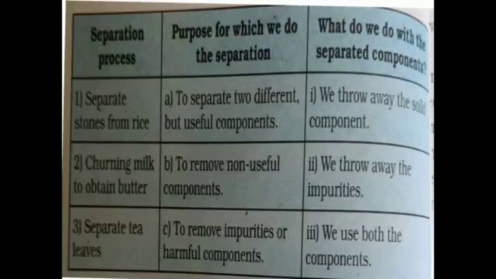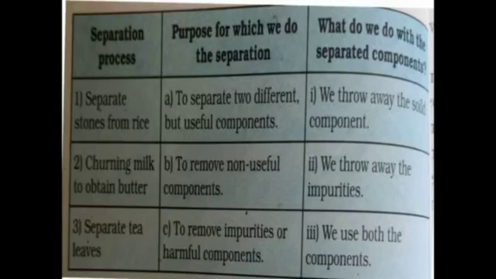See, separation processes. Many separation processes we generally do in our kitchen also. See, separate stone from rice. This is a very commonly used method, separating stone from rice. Why do we separate stone from rice? Generally we do it by hand picking. To separate stone from the rice, it means that two things are there: stone and rice. Rice is a useful component and stones are a harmful or unwanted component, we can say. So generally we separate stone from the rice and we throw it away.